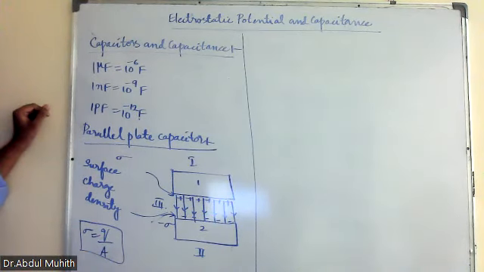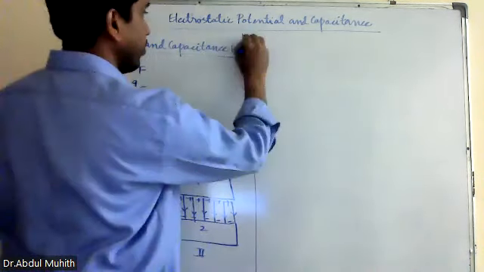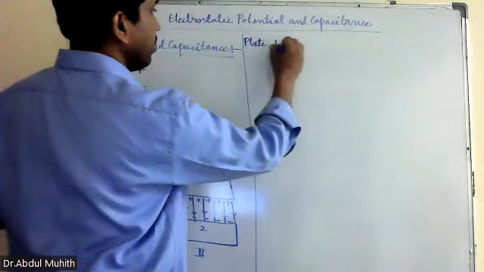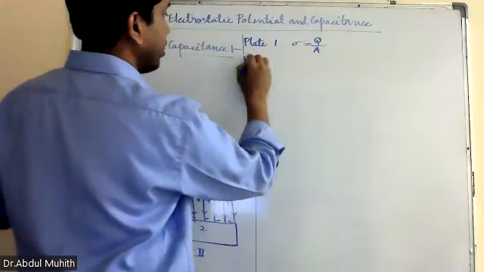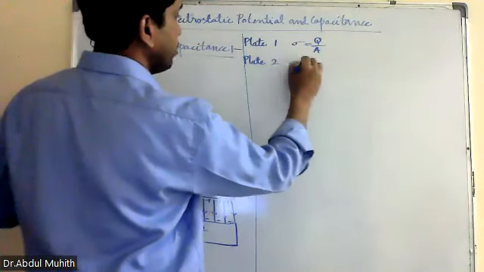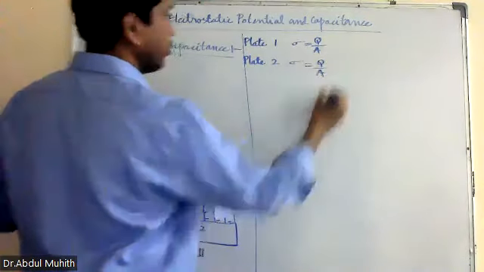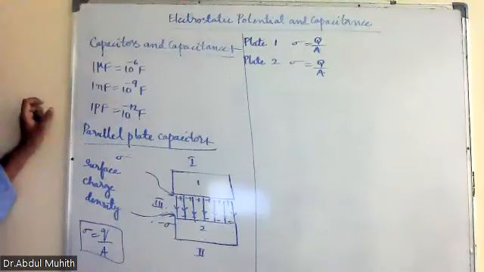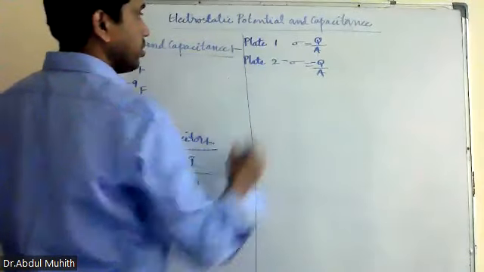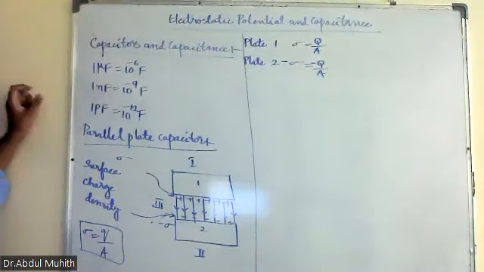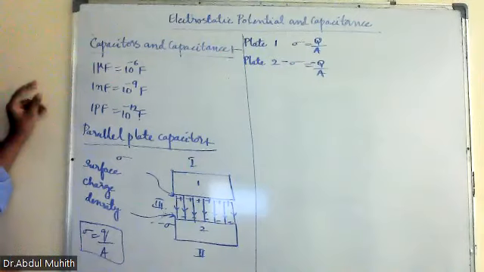Now for plate 1, sigma is equal to Q by A, surface charge per unit area. Plate 2 is also the same, charge per unit area. Plate 1 and plate 2 are the same, but one is positive and the other is negative because of minus Q here. So minus sigma and plus sigma. Now we are going to discuss the outer region.